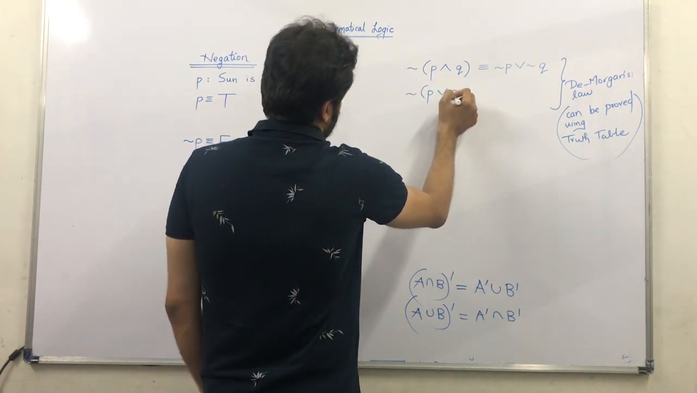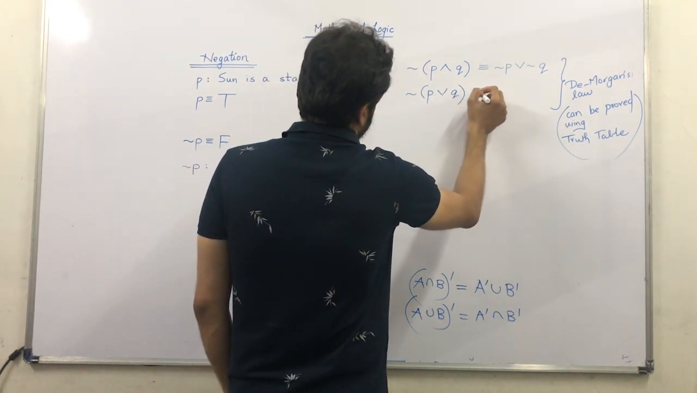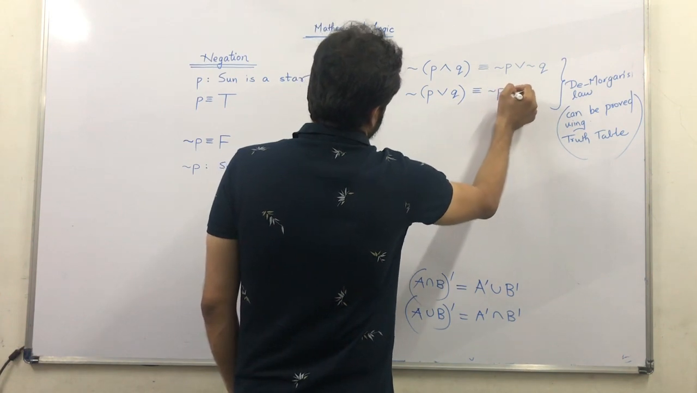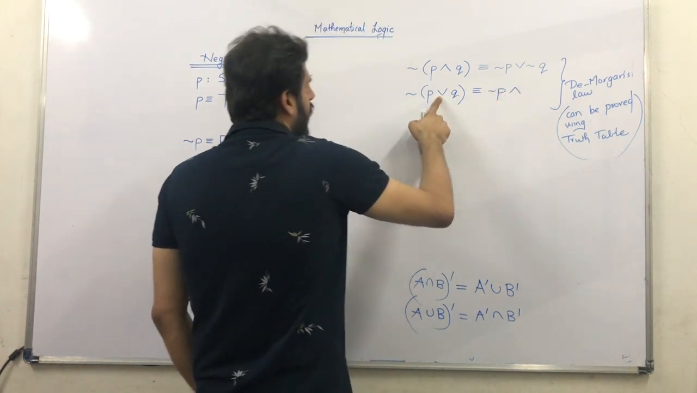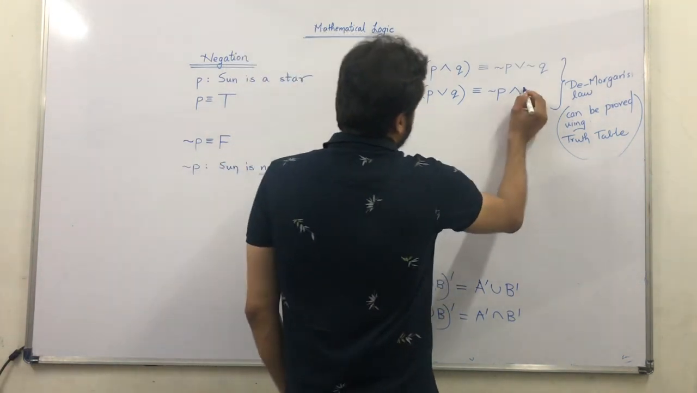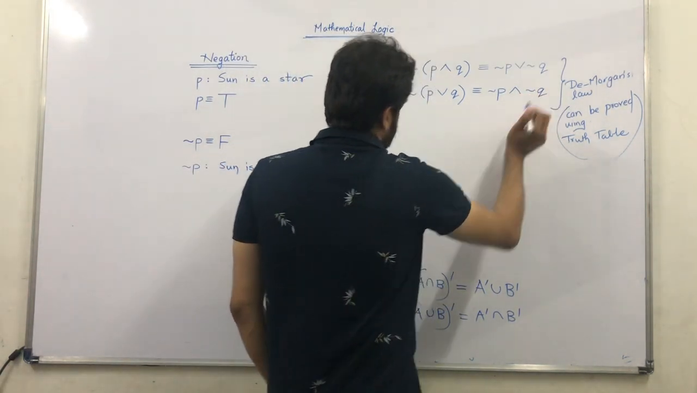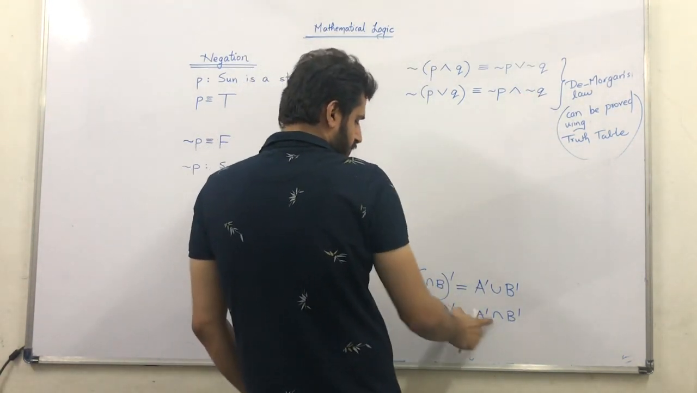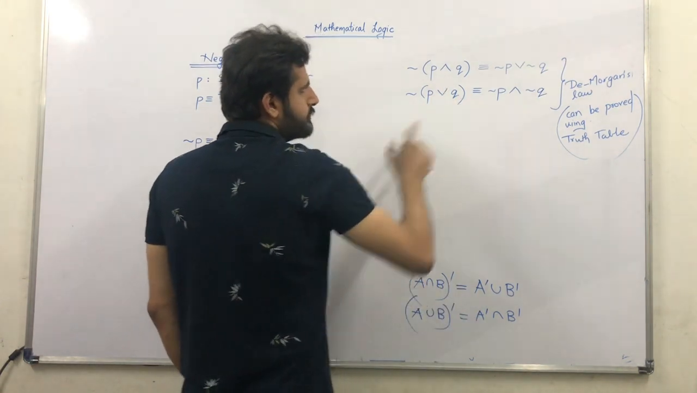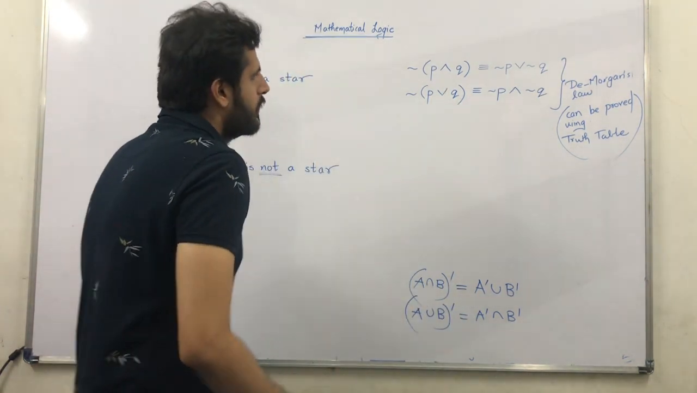which is negation of disjunction. The negation of disjunction is negation P and, or becomes and, negation Q. So we have union, intersection. Their intersection is union. Okay.